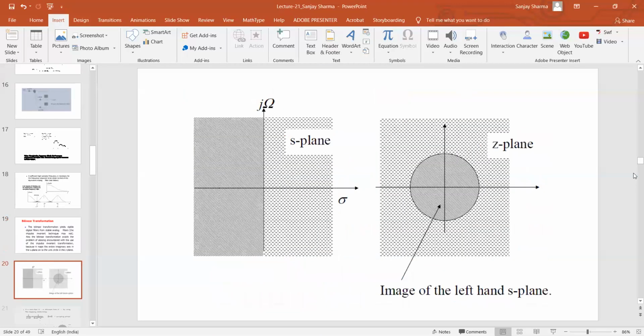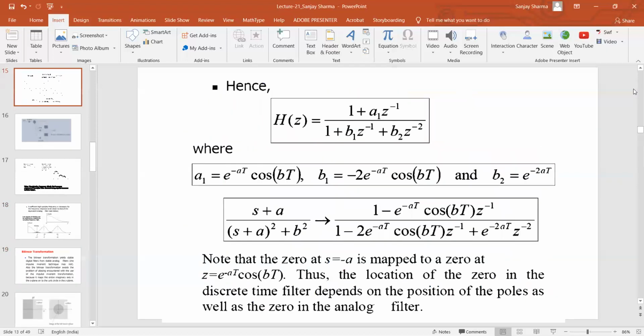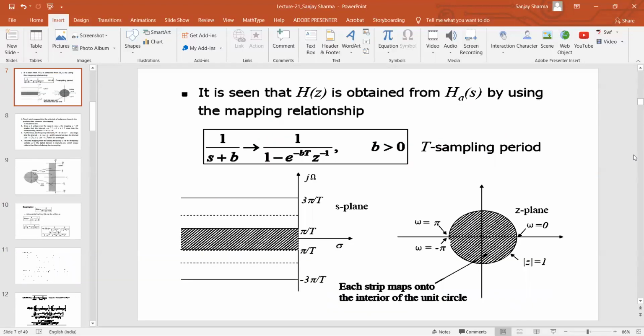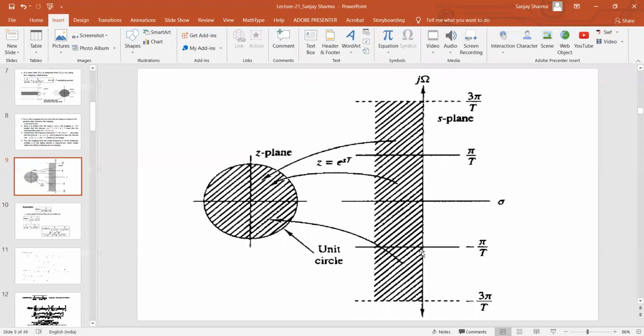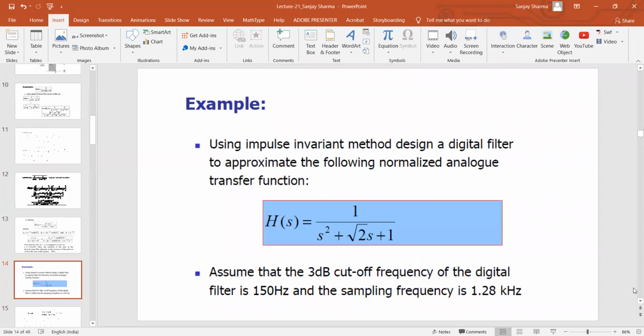If you remember what happened in the impulse invariant method, the strip from minus pi by capital T to pi by capital T will go inside the unit circle. Pi by capital T to 3 pi by capital T, this strip will also go into the unit circle. That means these frequencies will go inside the unit circle, leading to the aliasing problem. But what happens in the bilinear transformation? That is to be understood.